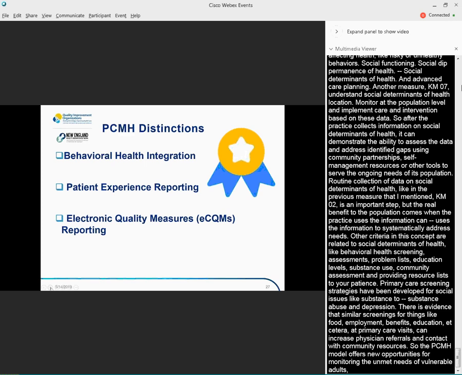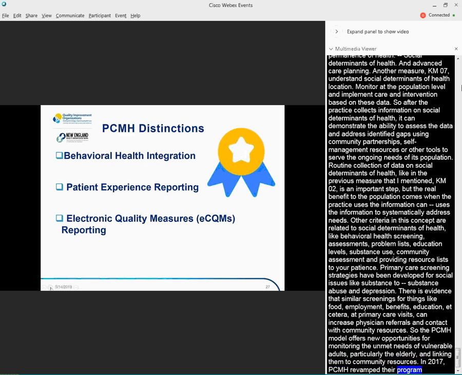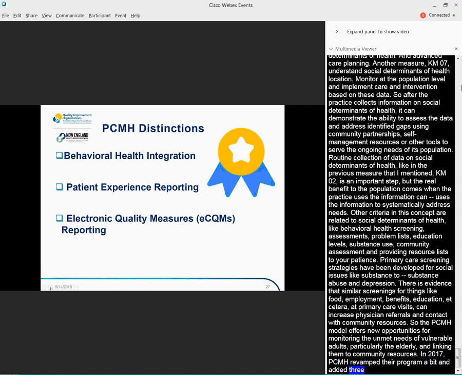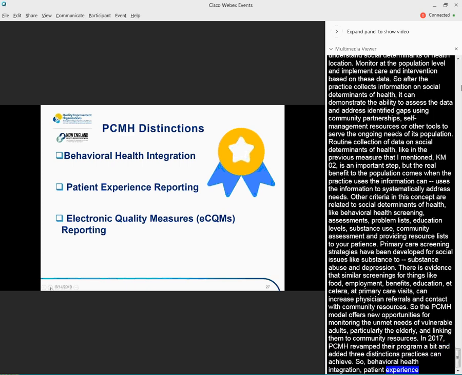In 2017, PCMH revamped their program a bit and added 3 distinctions practices can achieve. So behavioral health integration, patient experience reporting, and electronic quality measure or eCQM reporting. And we are going to talk about the behavioral health integration distinction.